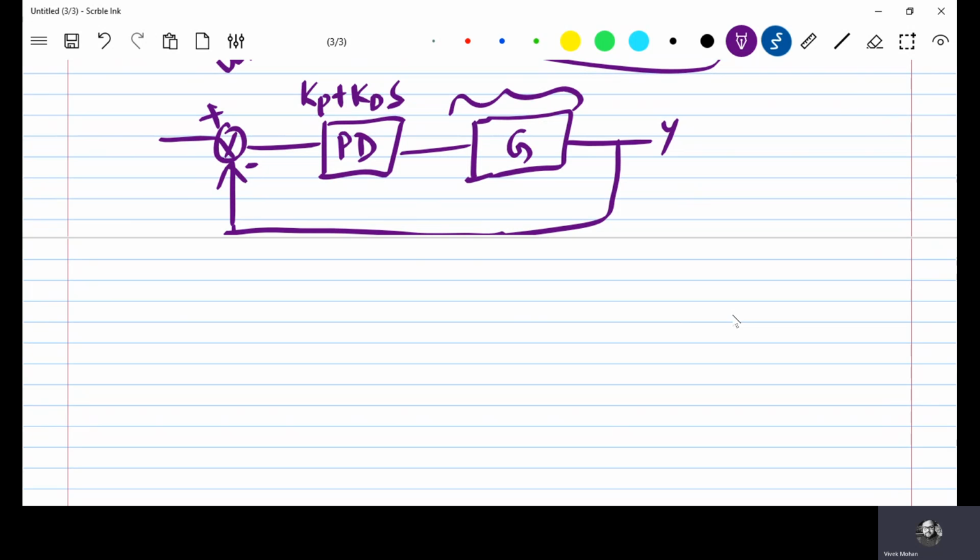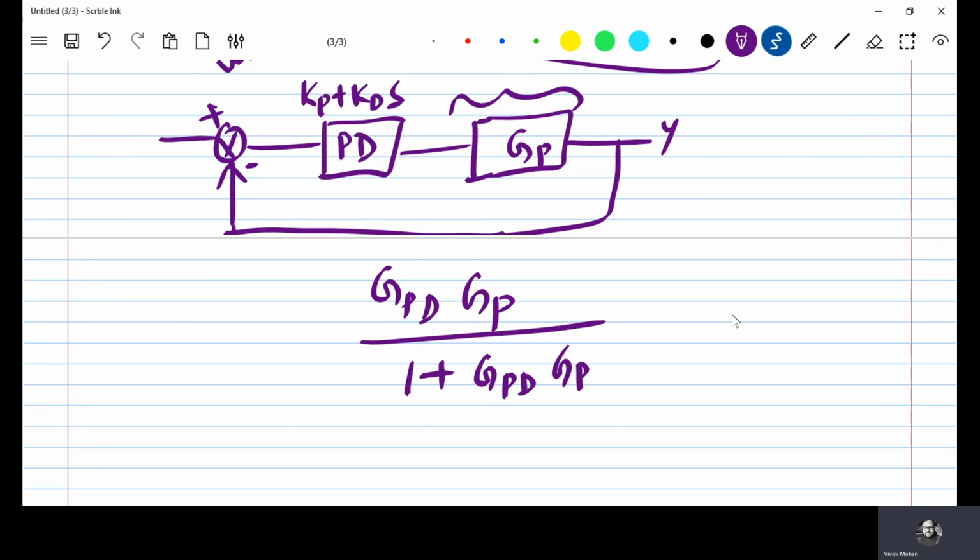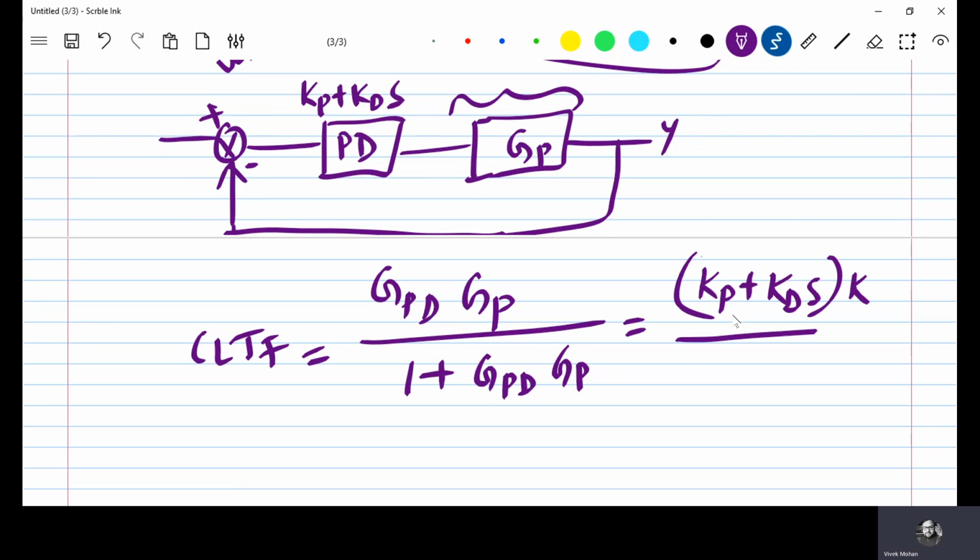Now the closed loop transfer function will become, if we take this Gpd into G, where this is G plant, then Gp divided by 1 plus Gpd Gp. This will be the new closed loop transfer function, which will be equal to (Kp plus Kd into s) whole into K whole divided by s raised to 4 plus 3s cube plus 2s squared plus KdKs plus KpK.